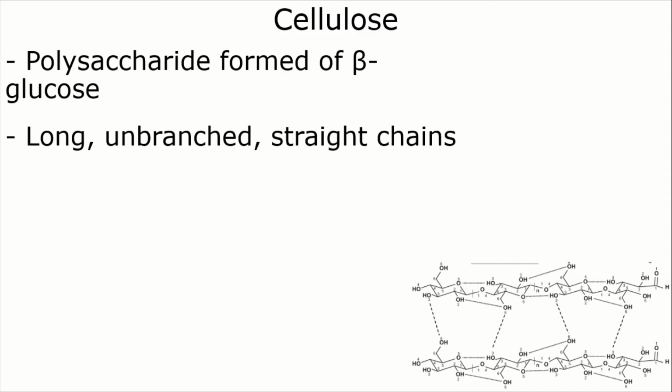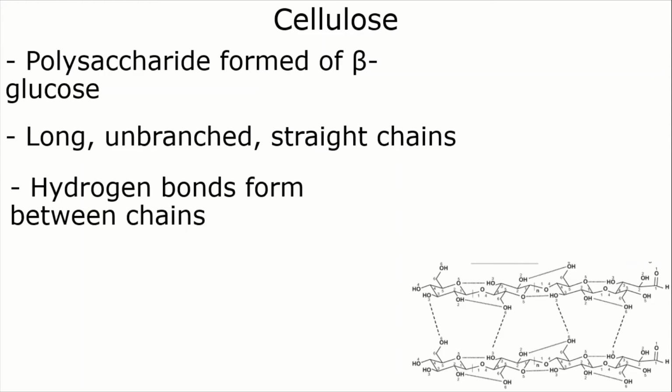Cellulose forms these long, unbranched, straight chains. Now, this is very important for the type of bonding that it forms. These straight chains allow these hydroxyl groups to be exposed on the top and bottom sides of the chain, and this allows them to form hydrogen bonds. These form between the chains. And when we look at drawing cellulose and how to draw the condensation reaction and the glycosidic bonds between beta-glucose, we'll explain a little bit more about these hydrogen bonds.